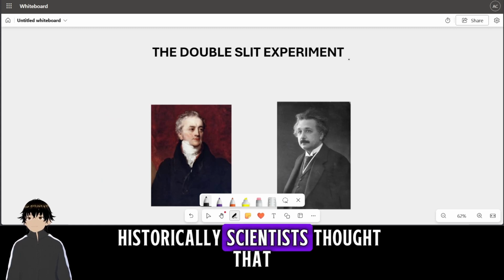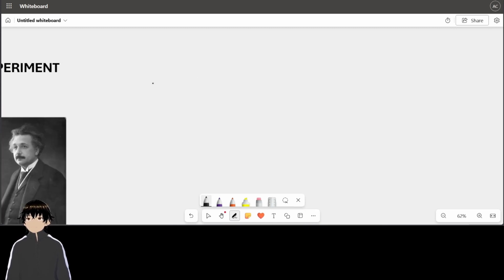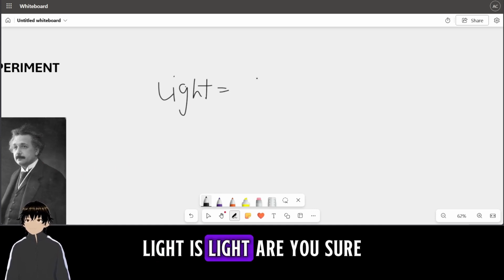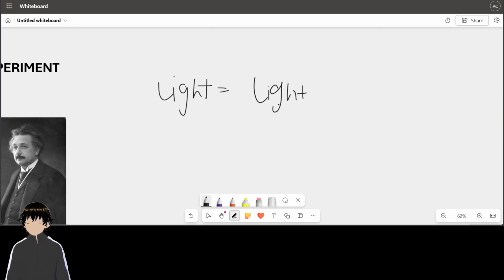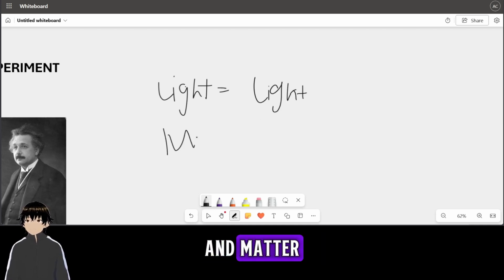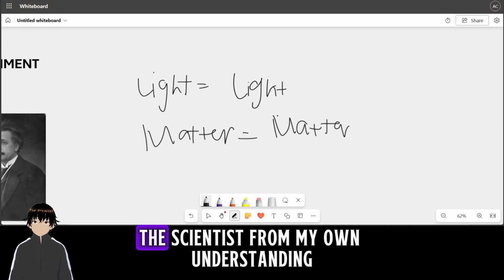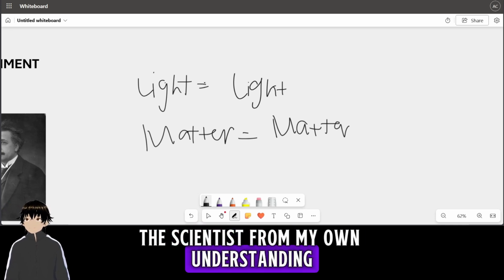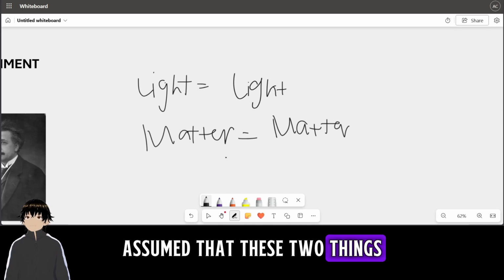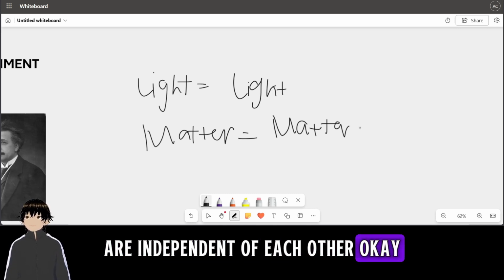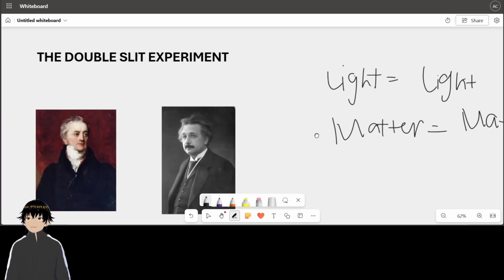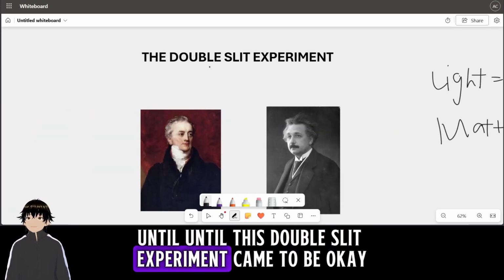Historically, scientists thought that light is light, and matter is matter. The scientists, from my own understanding, assumed that these two things are independent of each other, until this double slit experiment came to be.